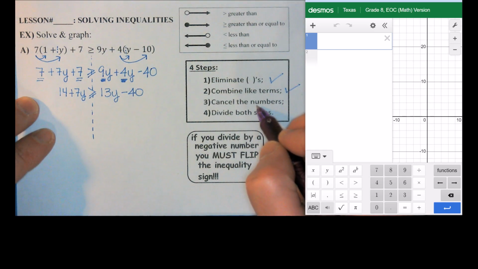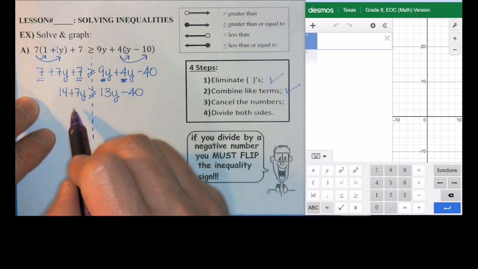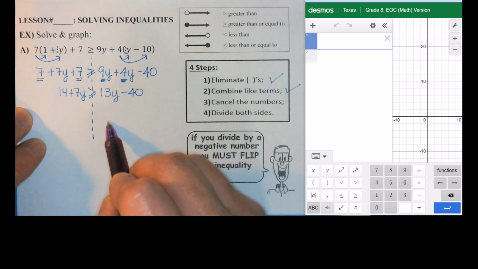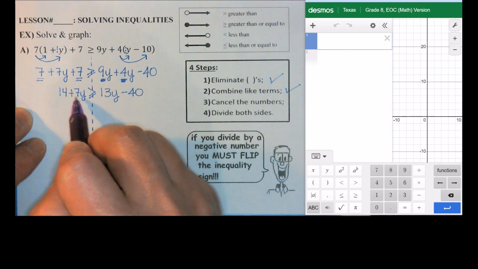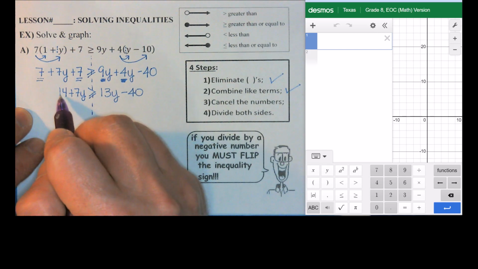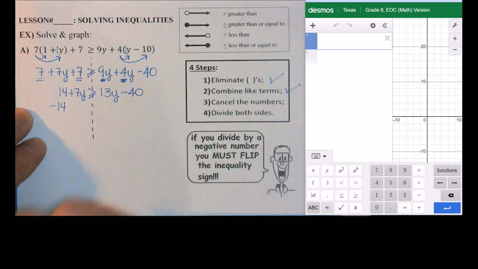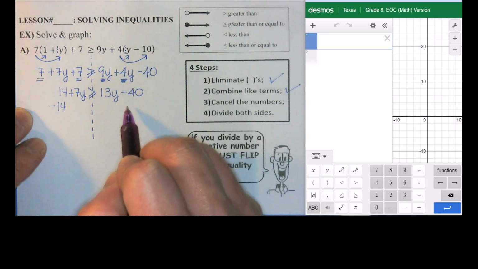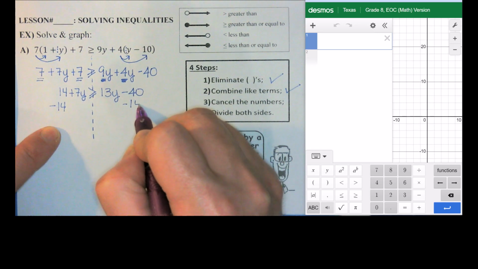I'm ready for the third step, which is to cancel the numbers. Remember, when we're canceling the numbers, our objective is to get numbers with letters on the left and numbers without letters on the right. So when I look at this side right here, I notice 14 is in the wrong place because 14 does not have a letter. So I'm going to go ahead and cancel that 14. So I'm going to subtract 14 from that side. And please remember, once you do one thing on one side, you got to do the same thing on the other side. So if this is negative 14, I need to write negative 14.